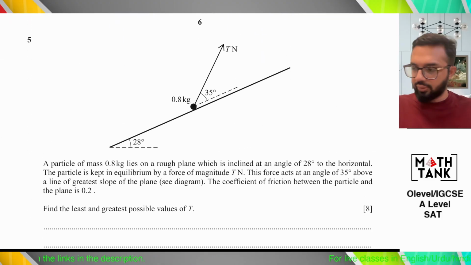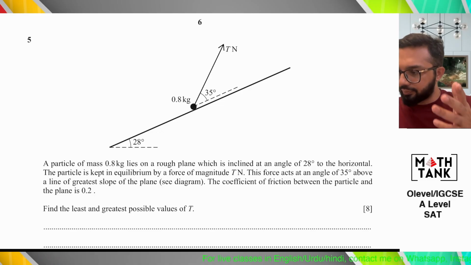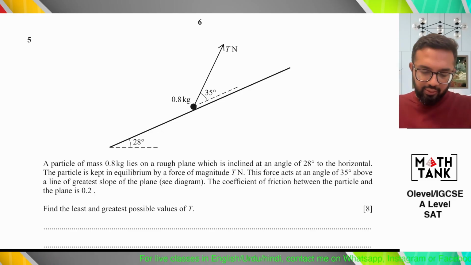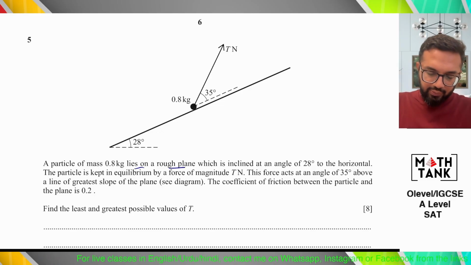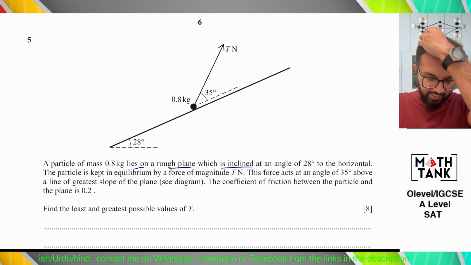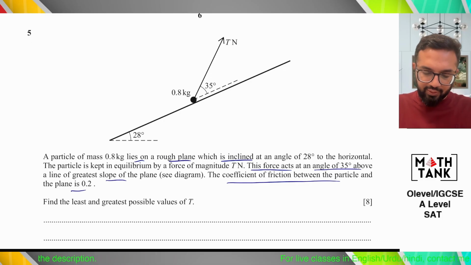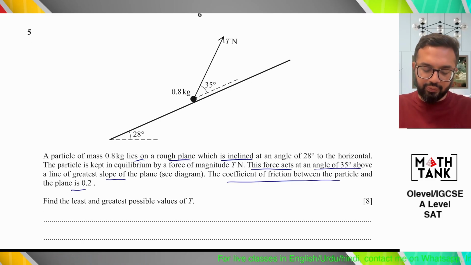Okay, then we have question number 5. A particle of mass 0.8 kg lies on a rough slope which is inclined at an angle of 28 degrees to the horizontal. The particle is kept in equilibrium by a force of magnitude 3 newtons. This force acts at an angle of 35 above the line of greatest slope. The coefficient of friction is and the least and greatest possible values of T.